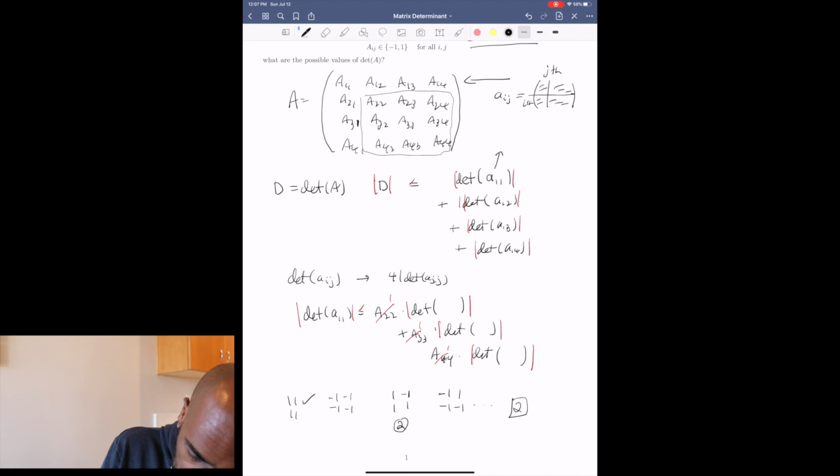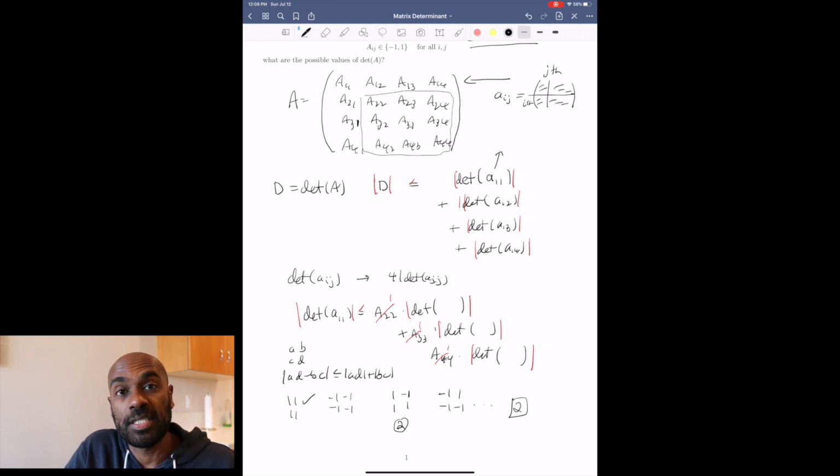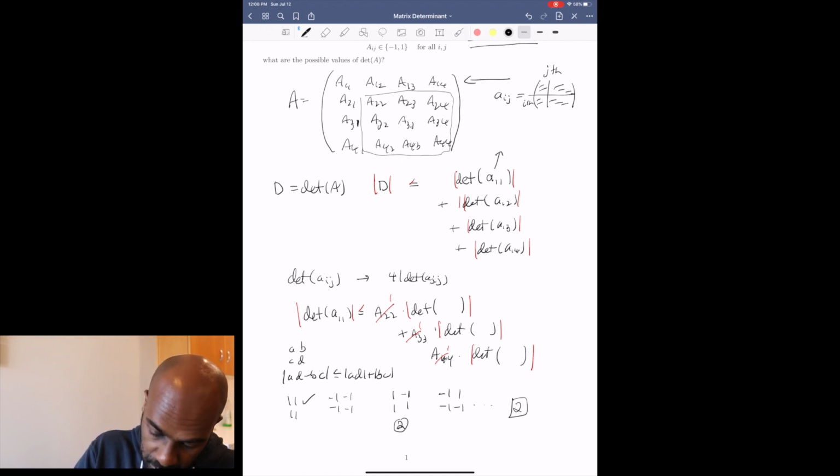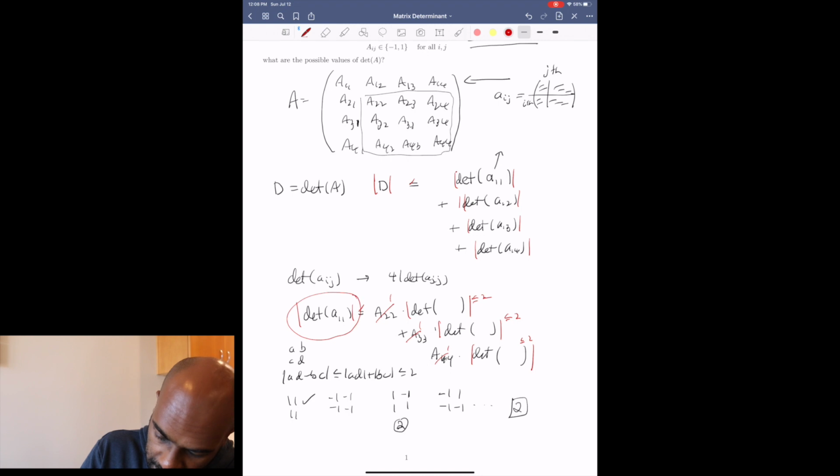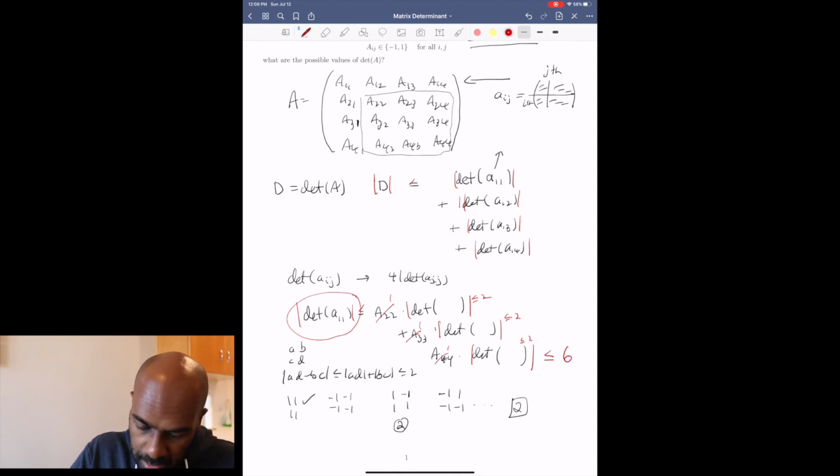So if you had a 2 by 2 matrix A, B, C, D, its determinant is AD minus BC, right? And so the absolute value of AD minus BC is less than or equal to the absolute value of AD plus the absolute value of BC. And both AD and BC are positive or negative 1 because A, B, C, and D themselves are all positive or negative 1. So this is at most 2. Okay, so then as a consequence, all of these things here are bounded above by 2. And so the determinant of A11 is actually bounded above by 6 in absolute value. But 4 is a factor of the determinant of A11.